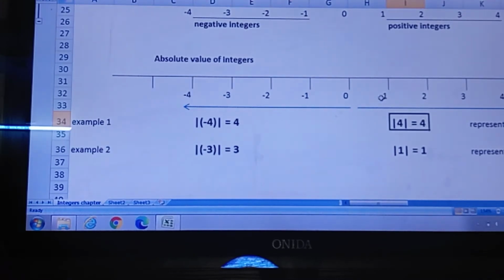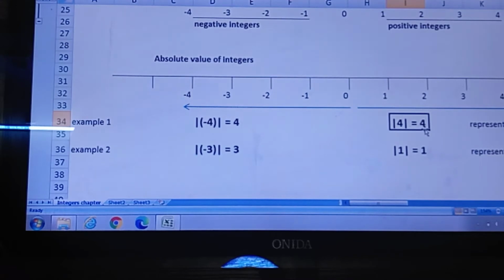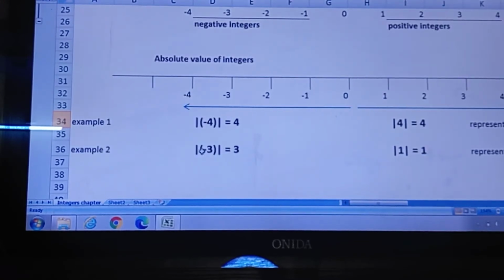Similarly for the positive integer 4, this is how you write it. So the absolute value of minus 4 is equal to 4. This is how you represent it when you're talking about it. Similarly, another example: the absolute value of minus 3 is equal to 3. And the absolute value of 1 is equal to 1.